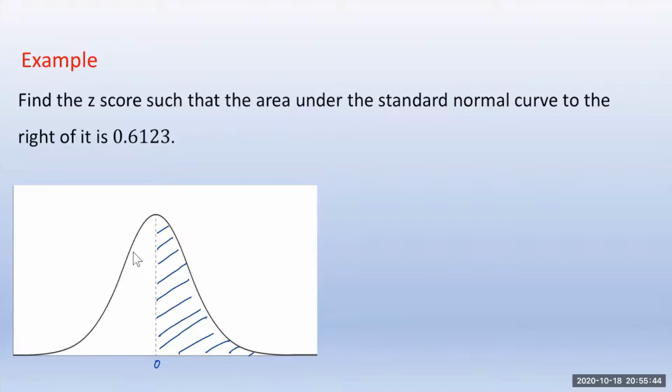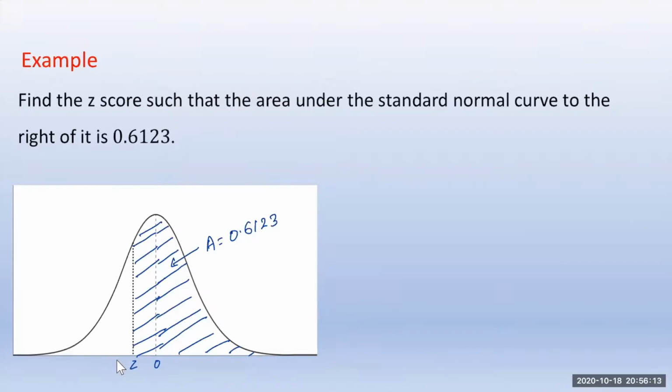So the z value must be somewhere below the mean. So if that is the mean, then this total area is 61.23%. So this area is given to us. It is A equal to 0.6123. But remember, to find the z-score, we need the area to the left of that.